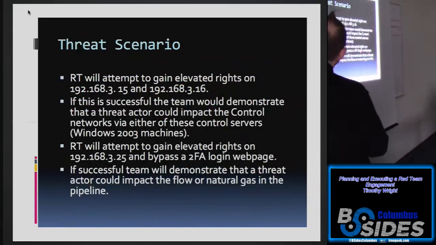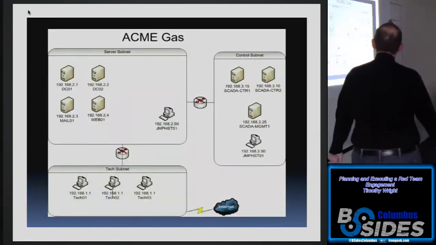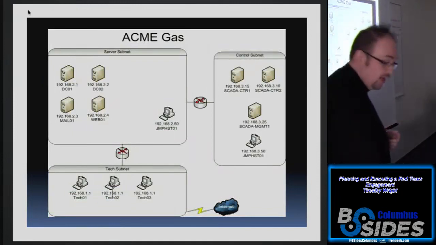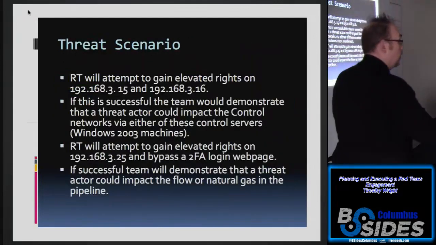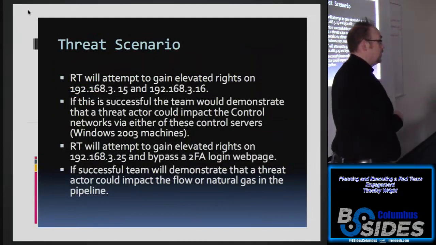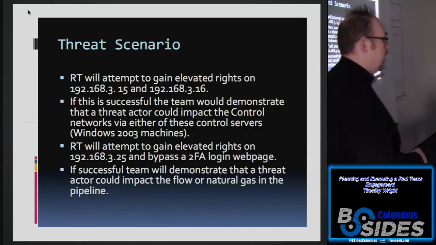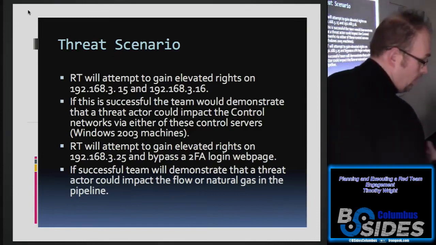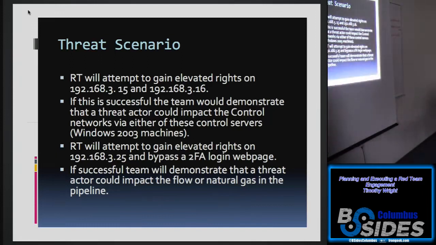So the threat scenario is we're going to attempt to get elevated rights on two machines, 3.15 and 3.16, which we can go back and look at, these two machines here. Those two machines would more than likely have some type of interface connecting directly to our PLCs so they can control them. So within a SCADA environment, I don't necessarily have to hack the PLCs. I have to hack the machines that are controlling them. Once I can demonstrate I have elevated rights on those machines, I can control everything within that, right?